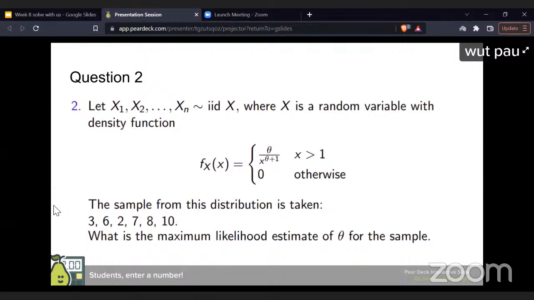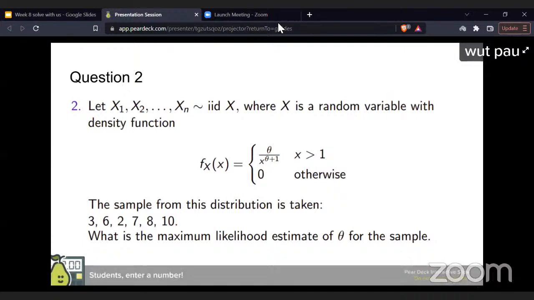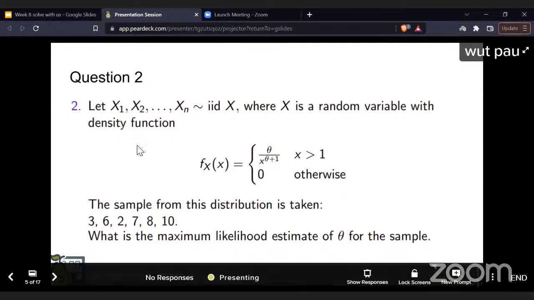Basically, your parameter here is theta, and you want to estimate this parameter. You have taken a sample from this distribution, and now using this sample, you have to find the maximum likelihood estimate of theta. I will give you 5 minutes to solve this problem, then we'll discuss.